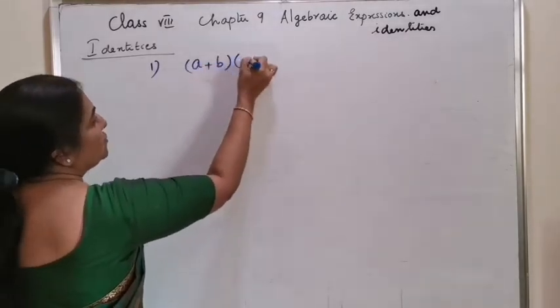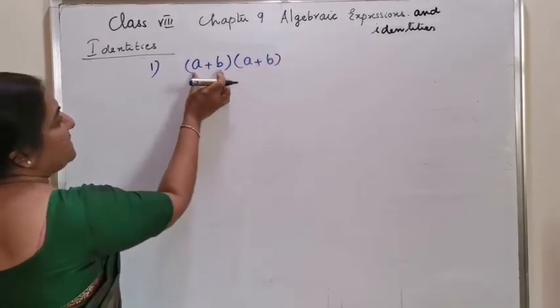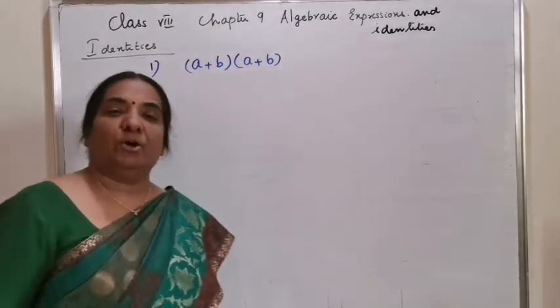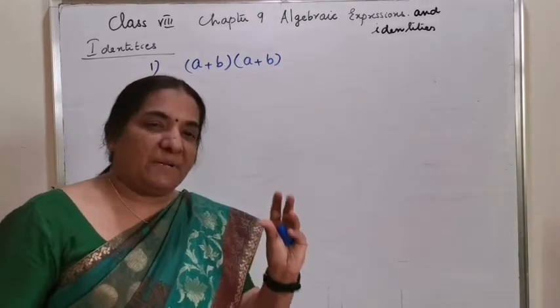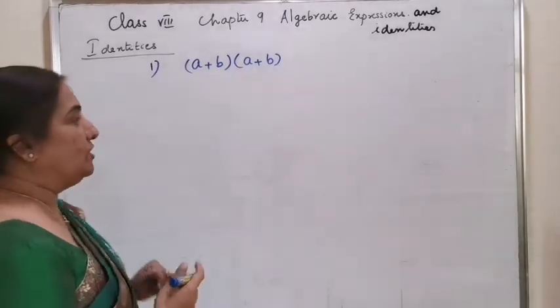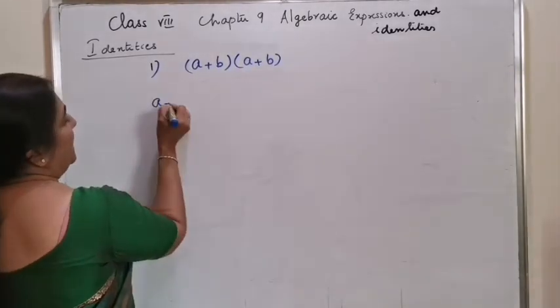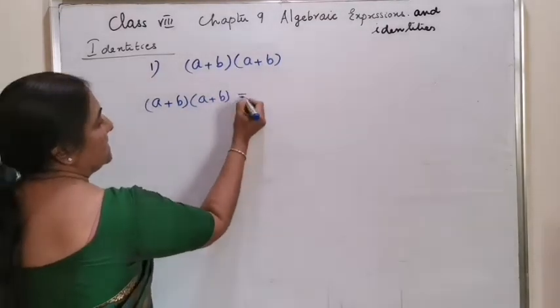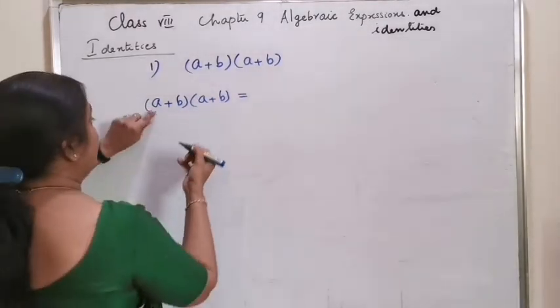To get the identities, for the first identity, let us take the product of a plus b into a plus b. A plus b is a binomial. A plus b is another binomial. What is the meaning of a plus b into a plus b? Let's get the answer or the product. A plus b into a plus b is equal to, how are you deriving?